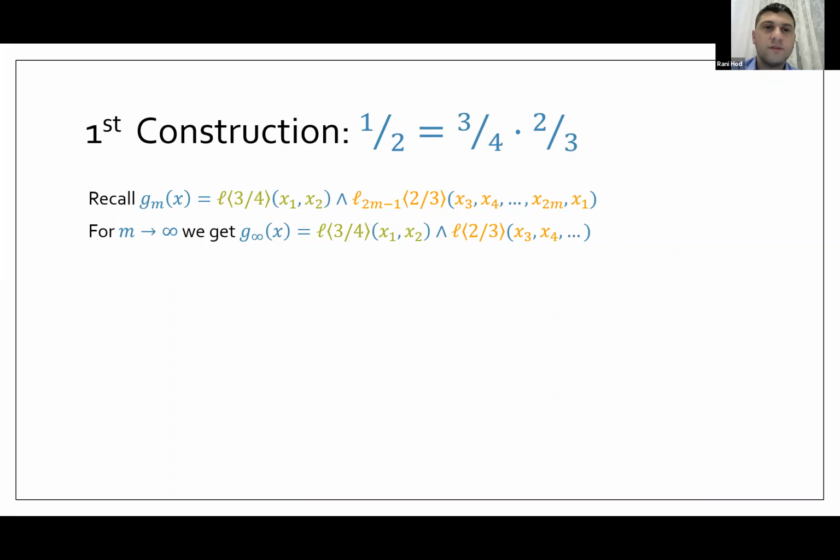We have two lexicographic functions, one of them with p equals 3/4, that's OR, if you remember, on two variables, that's x1 or x2. And the other one is this lexicographic function with p equals 2/3. This one depends on infinitely many variables, but if you take n to infinity, this dependence that we have on x1, shared between the left side and the right side, actually disappears. We have two separate parts here, the green part and the orange part.